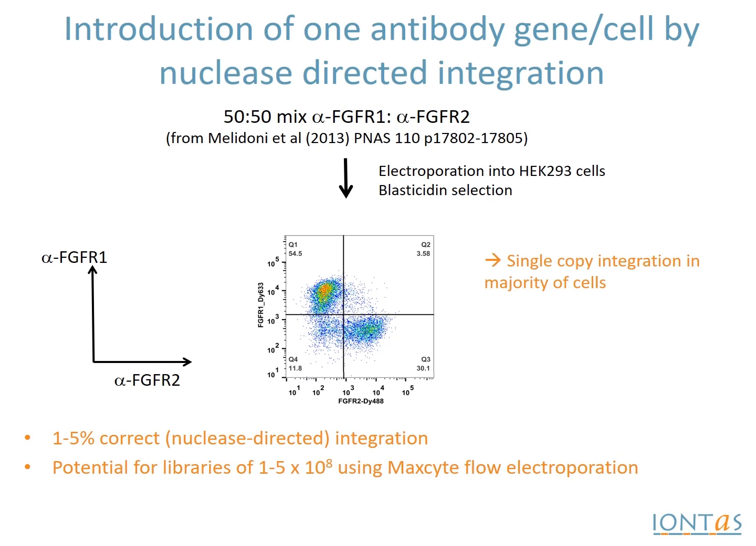And as I've said, we can calculate that somewhere between 1 and 5% of the cells end up integrating an antibody gene. In this case, we're working with a model library of around 1 million clones as a result of transforming 40 million cells. But using the flow electroporation system from MaxCyte, we have the potential, therefore, to work with libraries at between 1 and 5 times 10 to the 8, using 10 to the 10 cells as the MaxCyte system allows us to do.